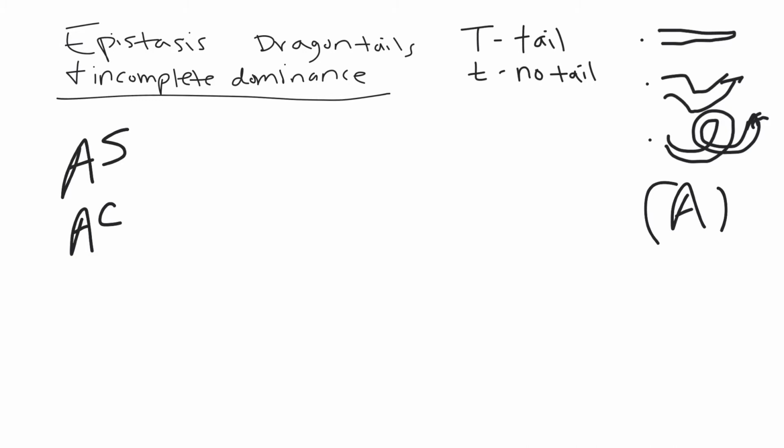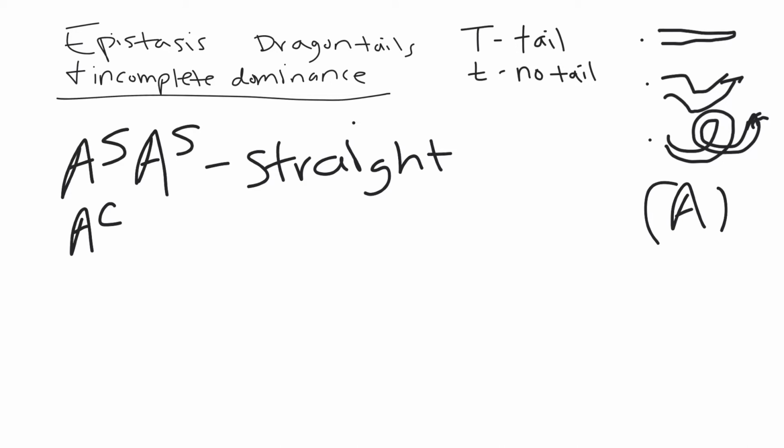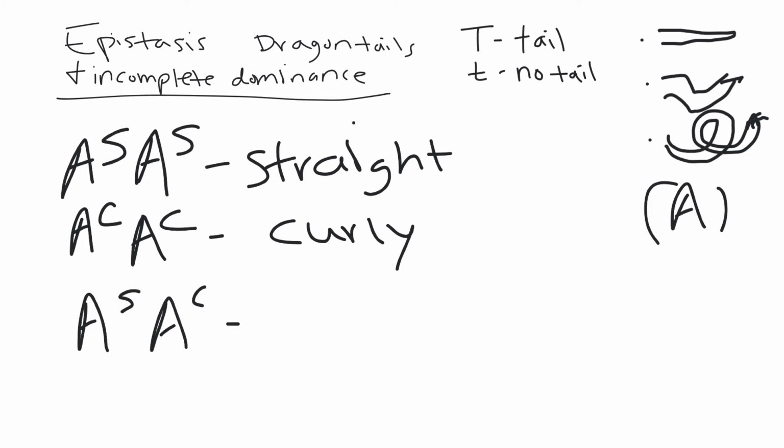So it turns out that this is incomplete dominance. When you have two copies of the AS, it gets a straight tail. When you have two copies of the AC, it gets a completely curly tail. But when you have one copy of the AS and one copy of the AC, it's just a kinked tail.